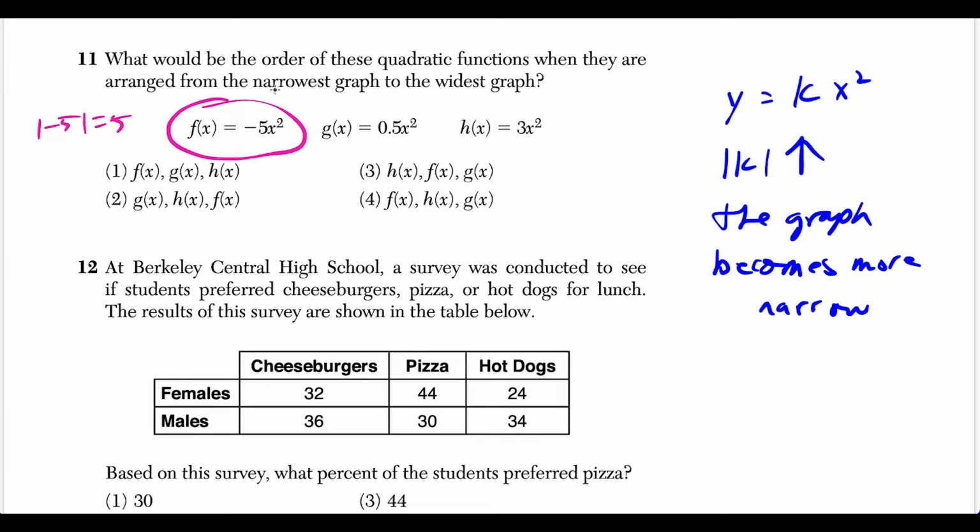Okay, and we want to organize this from the most narrow to the widest. So f of x should be first, which eliminates this choice and this choice. Now, the next most narrow graph would be h of x, because 3 is a bigger number than 0.5. The absolute value of this coefficient of x squared is equal to 3, and the absolute value of 0.5 is equal to 0.5. So this one would be second, h of x, which eliminates this. So g of x with the smallest absolute value coefficient would be the widest graph. So choice 4 is looking like the answer.